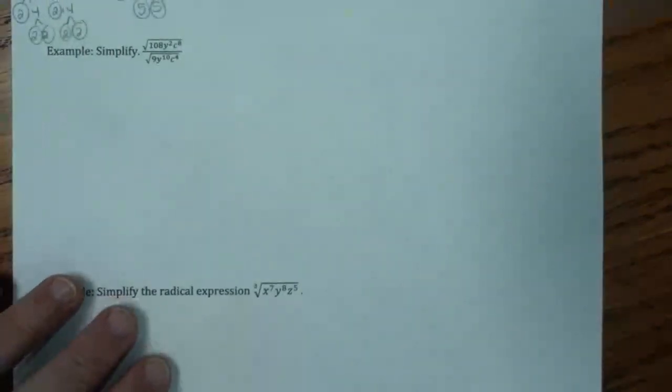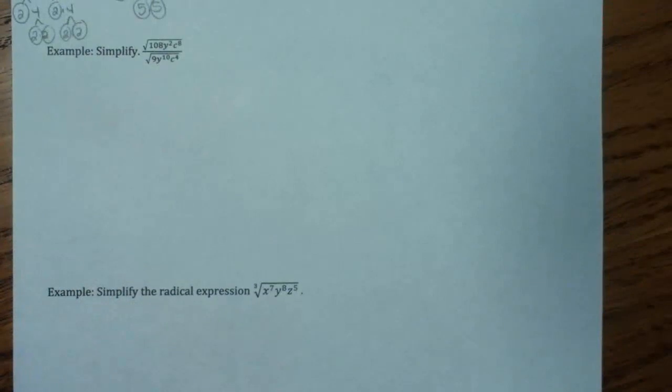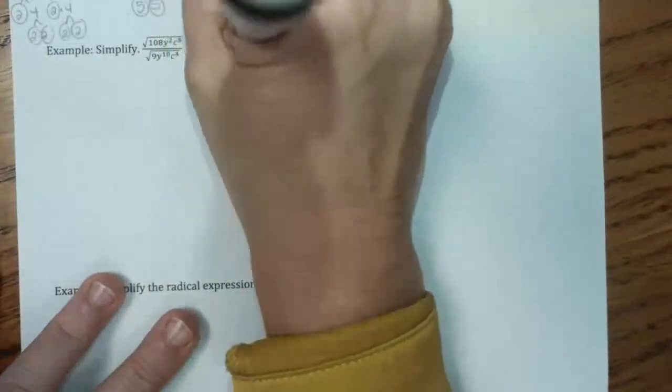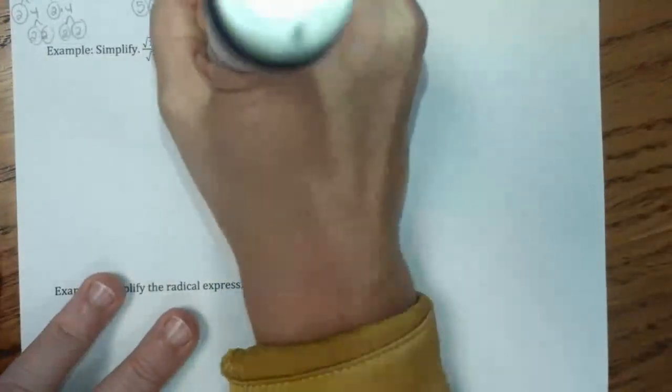So next one, let's simplify. The square root of 108 y squared c to the 8th divided by 9, square root of 9 y to the 10th c to the 4th. Now here, they're both square roots, so I can write it underneath the same square root and say 108 y squared c to the 8th divided by 9 y to the 10th c to the 4th.